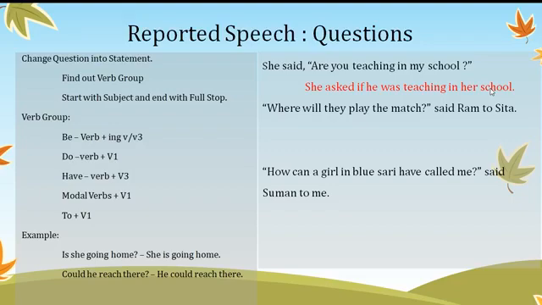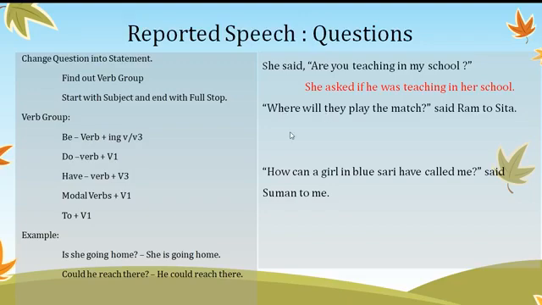Okay, number 2. Where will they play the match? Said Ram to Sita. See over here, this is also a question. How do you know this is a question inside the inverted comma? I already said to see the sentence inside the inverted comma. First of all, there is a question mark. Question mark means interrogative sentence. Starting from where means WH question. Clearly you know. Okay, now you should start. We are saying Ram asked Sita.